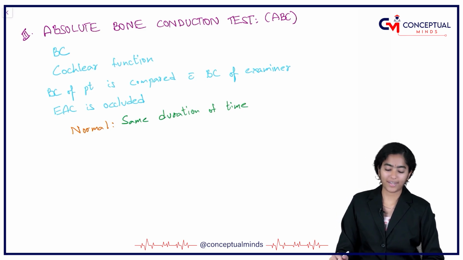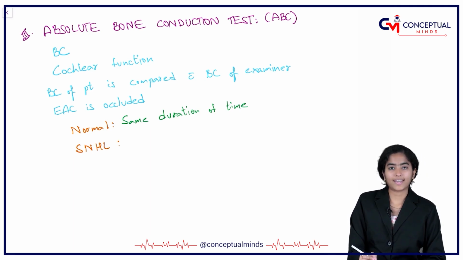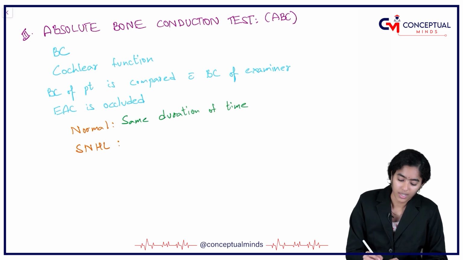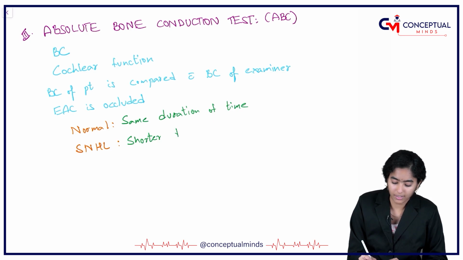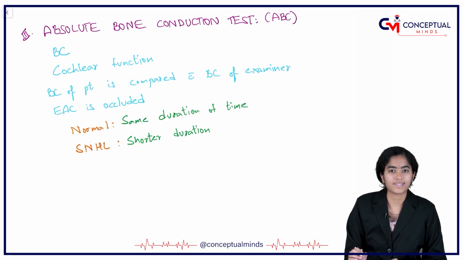If at all the patient is having sensorineural hearing loss, then what happens? The examiner hears it for a longer time and the patient hears it for a shorter time, because we are checking bone conduction, and bone conduction is a measure of the sensorineural component. So if the patient is having sensorineural hearing loss, he hears it for shorter duration than the examiner. This is about this test.